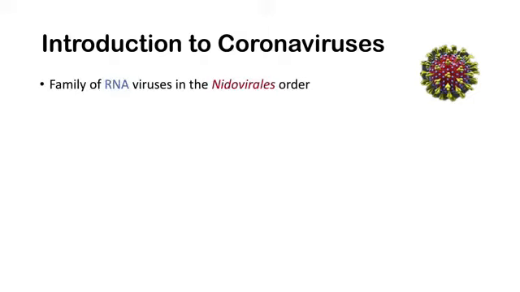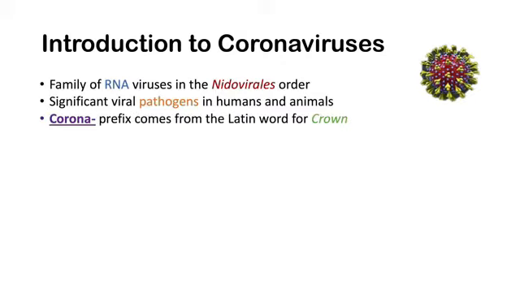So coronaviruses are a family of RNA viruses in the order known as Nidovirales. Coronaviruses are significant viral pathogens in both humans and animals. They can cause significant disease. And the prefix corona in the word coronavirus comes from the Latin word for crown, and it's named for the crown-like appearance of the virus.